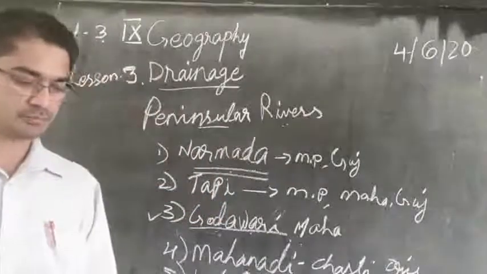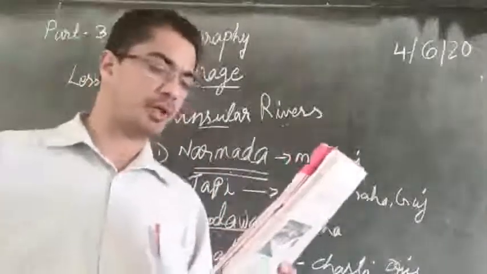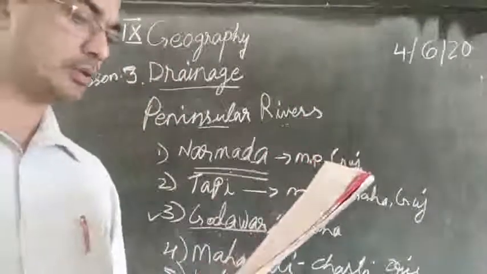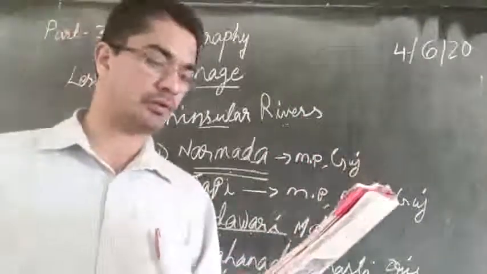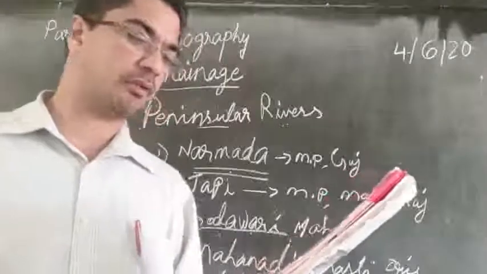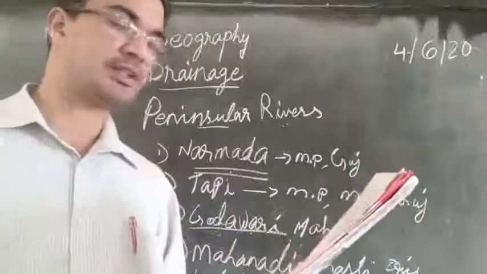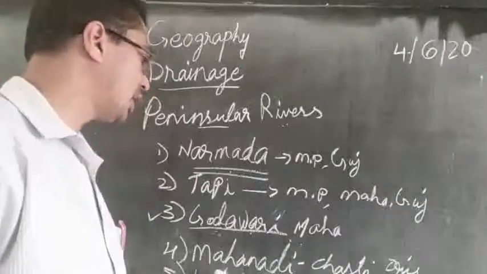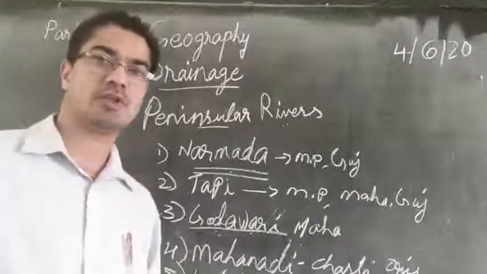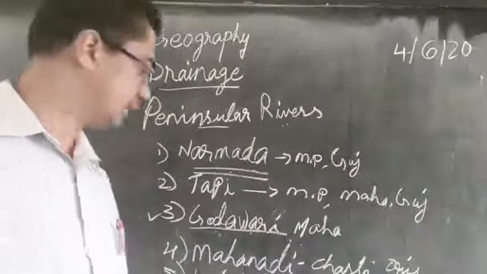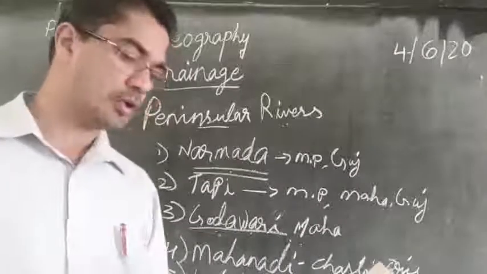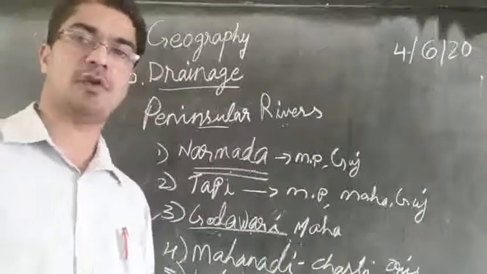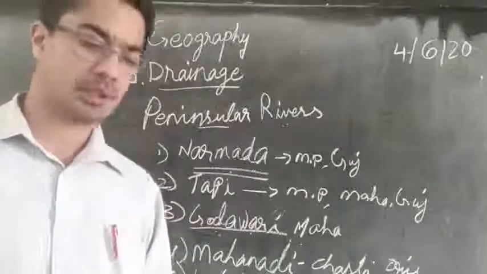Krishna river. Rising from the spring near Mahabaleshwar, the Krishna flows for about 1400 kilometers and reaches the Bay of Bengal. So this Krishna river is longer than Mahogany. Mahogany is only 860. This one is 1400 kilometers, and finally it will reach the Bay of Bengal.